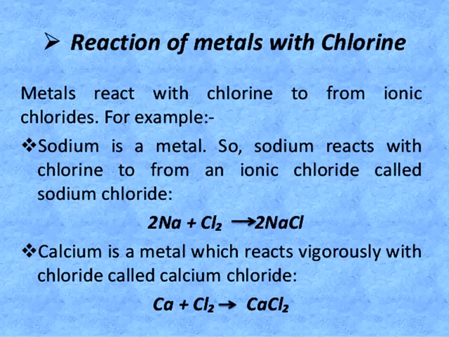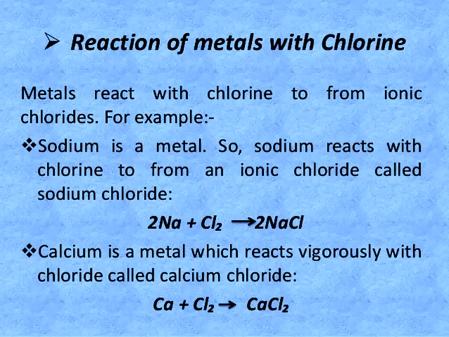For example, sodium is a metal, so sodium reacts with chlorine to form an ionic chloride called sodium chloride. Sodium is the electron donor here and chlorine is the recipient. Calcium is a metal which reacts vigorously with chlorine to form a chloride called calcium chloride. Here also, calcium is the electron donor, whereas chlorine is the recipient.